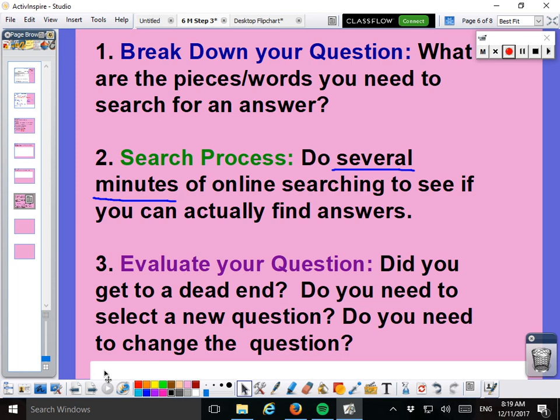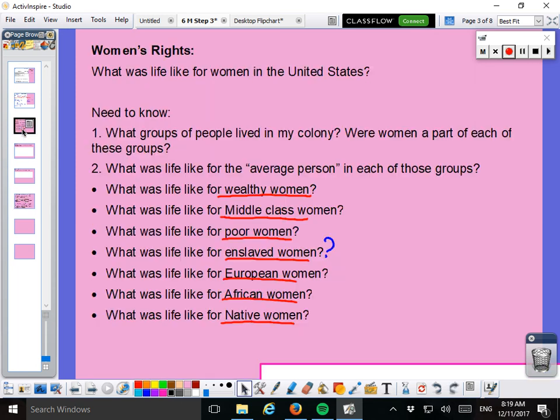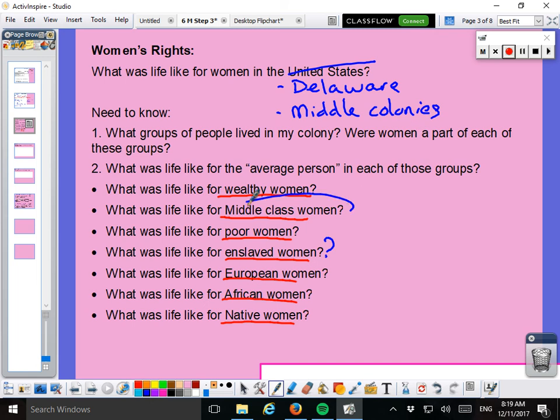So maybe I need to think about my question that I originally selected, which is, what was life like for women in the United States? And I made that specific to Delaware Colony. Maybe I need to edit that even more and think about, what was life like for women in the middle class in the middle colonies? That question might actually be answerable. So there's a lot of different choices that you have to make as a researcher for these questions.